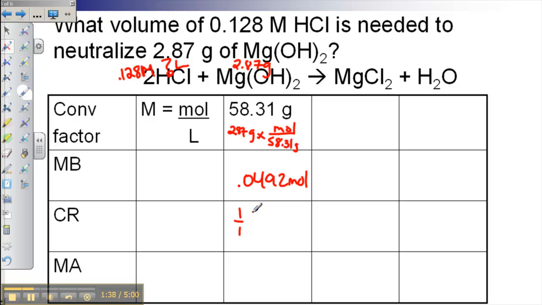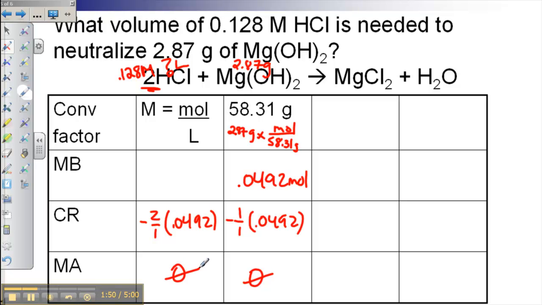Now we're going to do our fractions here. So this is 1 over 1. We're going to lose all of those moles and end up with 0. Our fraction here is 2 over 1 because there's a 2 there on the HCl. We end up with 0, so if we work our way backwards, 2 times 0.0492 moles gives us 0.0984 moles.